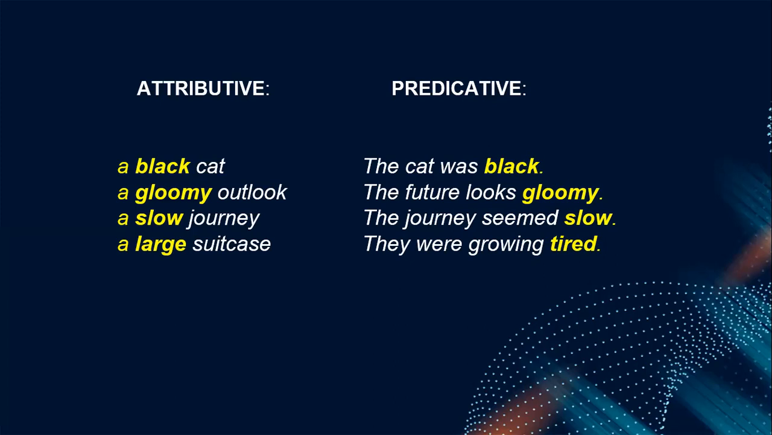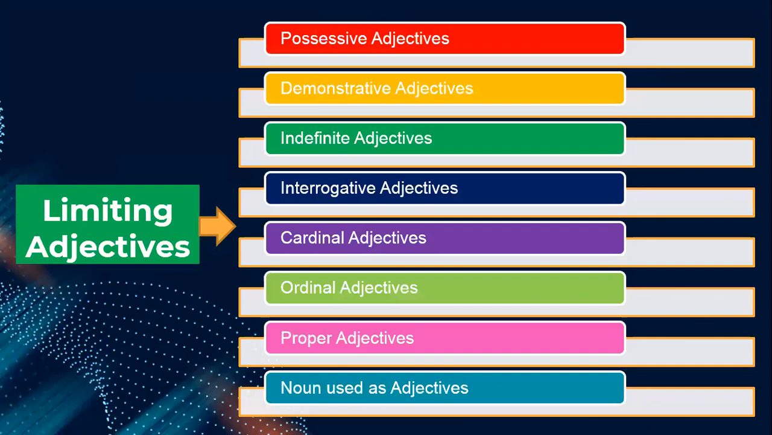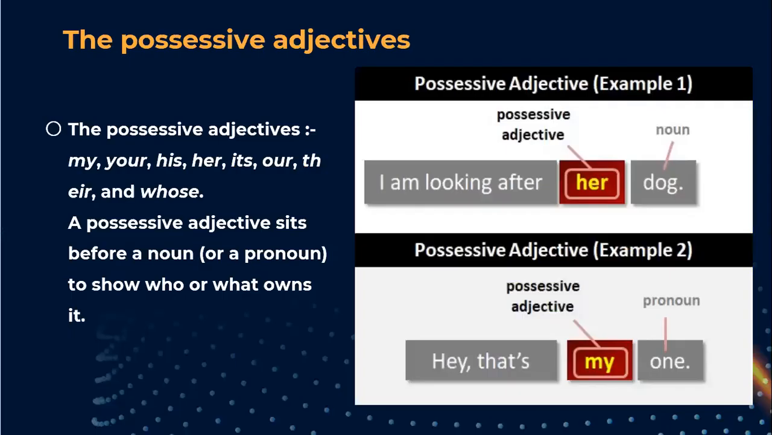Now come to the other kind, limiting adjectives, which is again subdivided into various sections: possessive adjectives, demonstrative adjectives, indefinite adjectives, interrogative adjectives, cardinal, ordinal, proper, and we can also use nouns as adjectives. All these types come under limiting adjectives. Let us see them one by one.